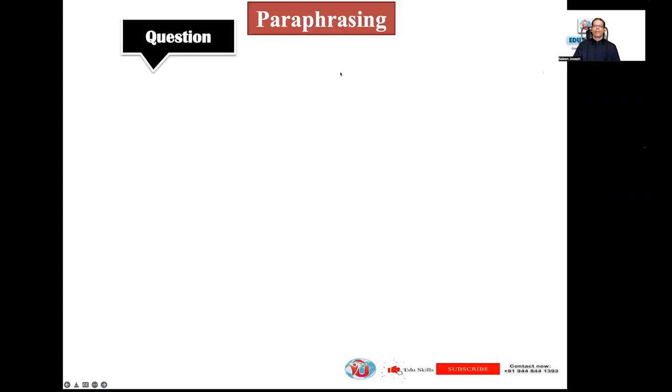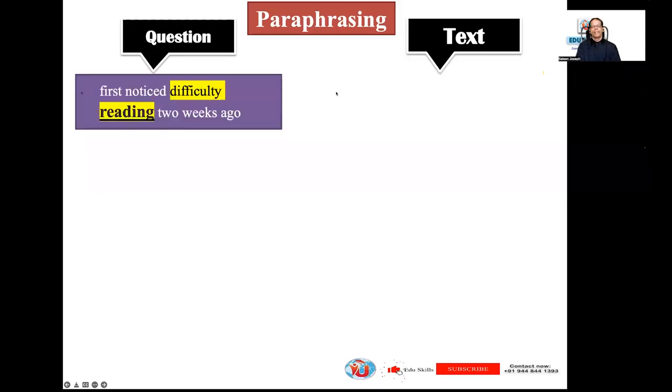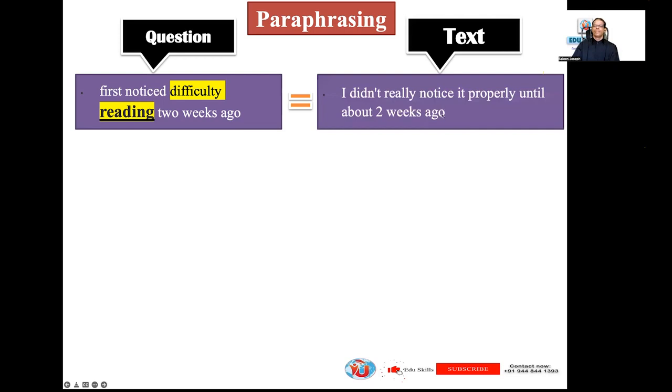Okay. See, paraphrasing in the question and text. This is the thing that you have to practice in your listening part A. You know, there are 24 marks in part A. If you do well in that, the listening score will be very easy for you. See, the question statement says, first noticed difficulty 2 weeks ago. What is the paraphrasing used? I didn't really notice it properly until about 2 weeks ago. Same thing expressed in different ways. That's why we call it paraphrasing. And I'll tell you, listening part A is mostly the same thing. If you are competent in paraphrasing, you do it very easily.